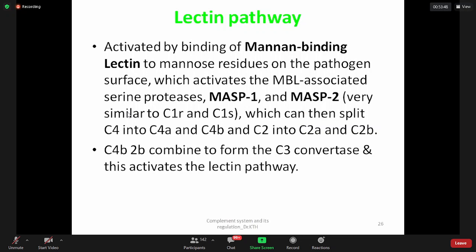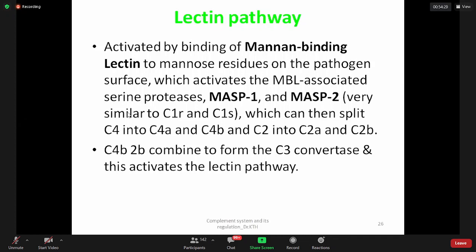Okay? What about the lectin pathway? Now, the lectin pathway has properties that are similar to both the alternate pathway and the classical pathway. How? If you look at its activation, the activation is through binding of the mannan binding lectin. So this mannan binding lectin will bind to mannose residues on the pathogen surface. The pathogen can be a fungus. So the pathogen itself has these mannose residues.